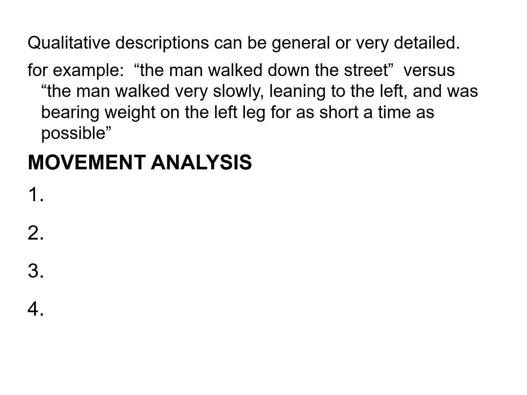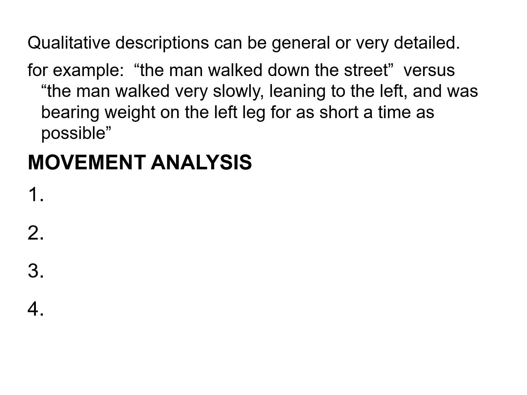So qualitative descriptions can be general or very detailed, okay? A general description was the man walked down the street. More specifically, we could say the man walked very slowly, leaning to the left, and was bearing weight on the left leg for as short a time as possible. With that specific question, we can start possibly making some judgments as to why that's occurring. Maybe he hurt his leg. Maybe he's drunk. We don't know.